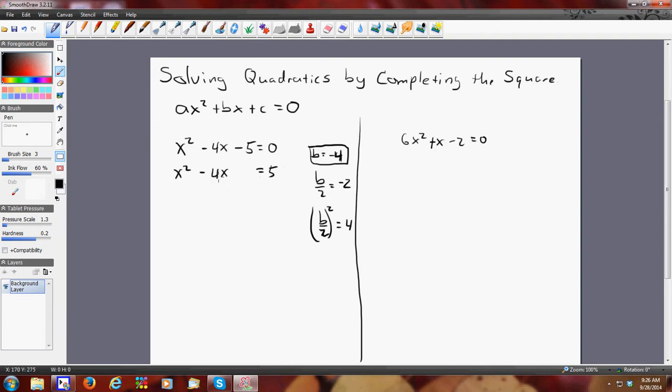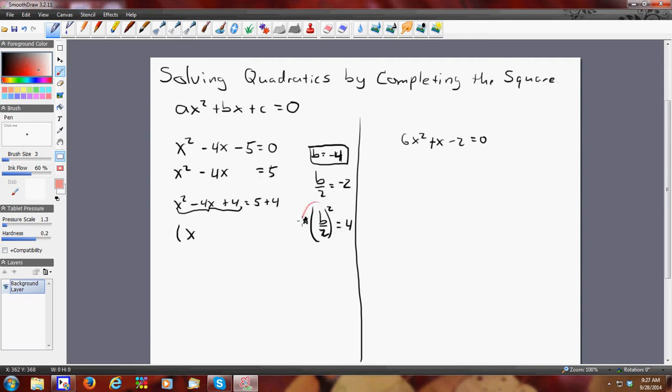The next thing you do is you take half of B and you square it, which is this one right here, and you add it to both sides. And so I got x squared minus 4x plus 4 equals 5 plus 4. That seems like a weird thing to do, but the reason why is because now you can write this trinomial as a perfect square binomial. And what it is, it's going to be x plus b over 2. So let's see if I can do this with some color.